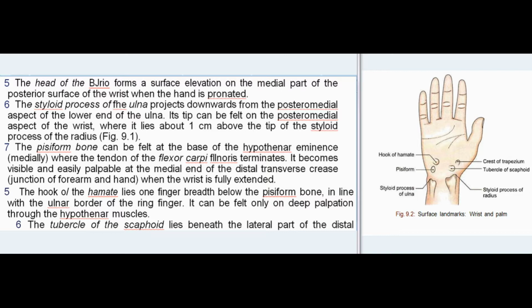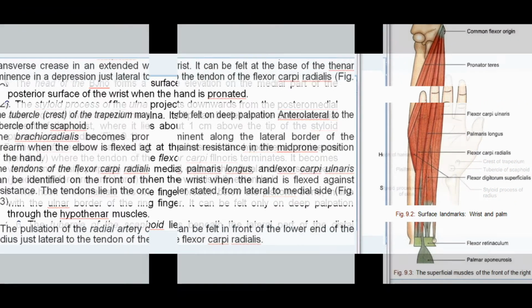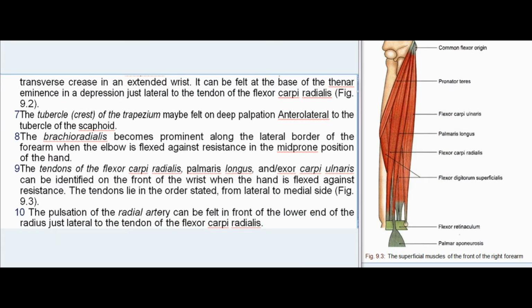9. The tubercle of the scaphoid lies beneath the lateral part of the distal transverse crease in an extended wrist. It can be felt at the base of the thenar eminence in a depression just lateral to the tendon of the flexor carpi radialis, Fig 9.2. 10. The tubercle, crest, of the trapezium may be felt on deep palpation anterolateral to the tubercle of the scaphoid. 11. The brachioradialis becomes prominent along the lateral border of the forearm when the elbow is flexed against resistance in the mid-prone position of the hand.